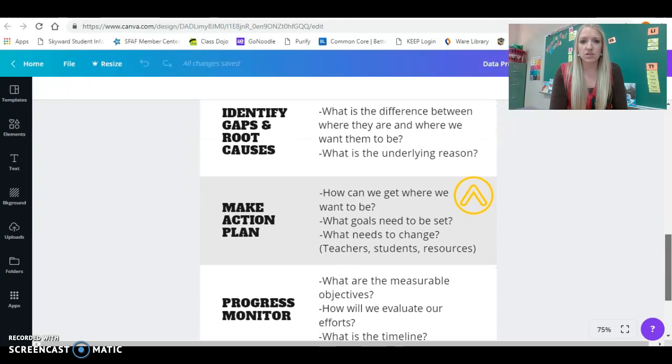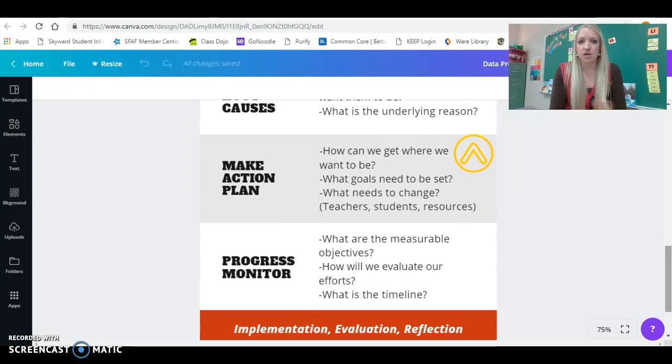And then after that, we would need to make an action plan once we've discussed what we need to do to close those gaps. So how do we get to where we want to be, and what goals are we going to set? We need a measurable goal so we know exactly what we're working towards. What needs to change? Are the teachers needing to change? The students? Do we need to look at other resources? Those are all things that we could look into changing, and it might be a combination of a few. So it will be good to make an action plan with outlined goals and action steps.